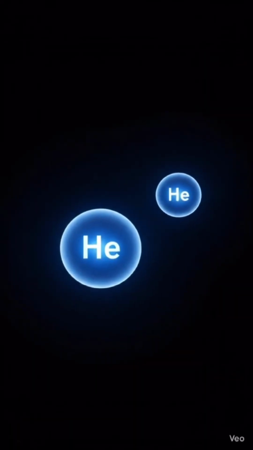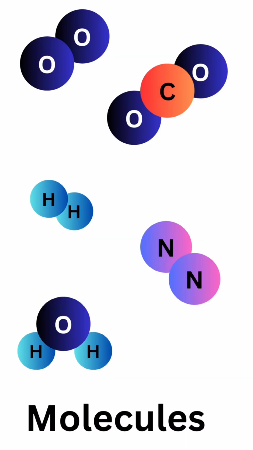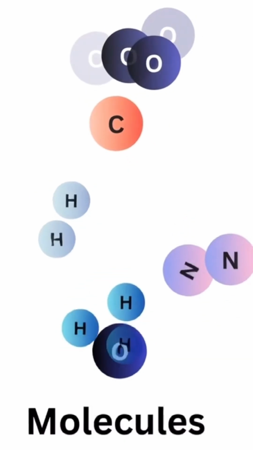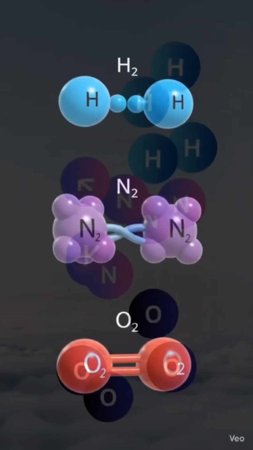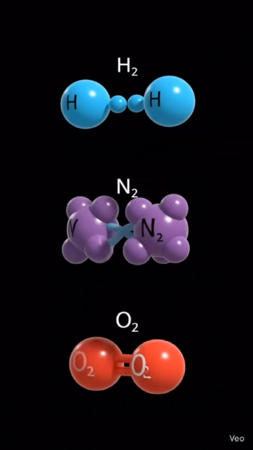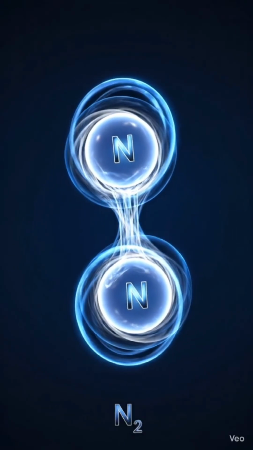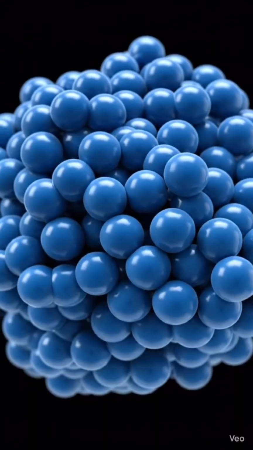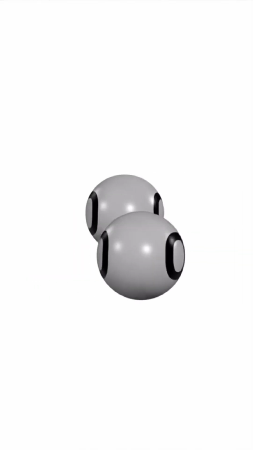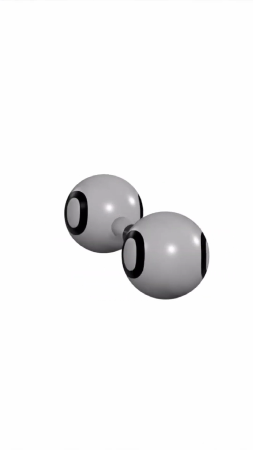Some elements, such as helium, exist as single atoms. Other non-metal elements exist as molecules, which are two or more atoms chemically bonded together. These molecules may contain atoms of the same element, such as hydrogen, nitrogen, or oxygen. Even when they form molecules, these substances are still elements because they contain only one type of atom. For example, oxygen naturally exists as a molecule made of two oxygen atoms bonded together.